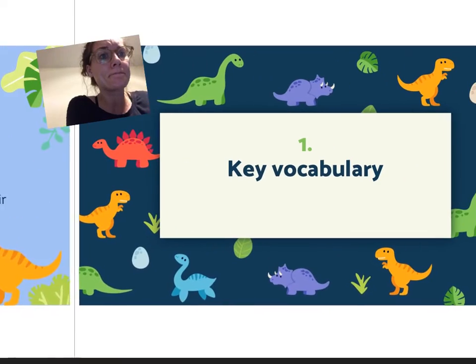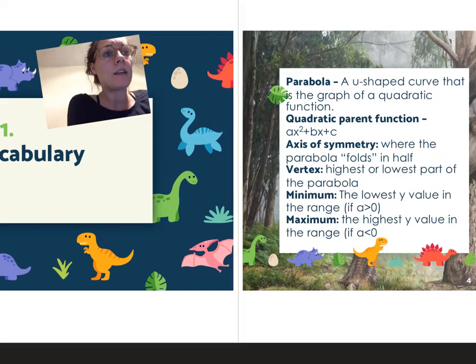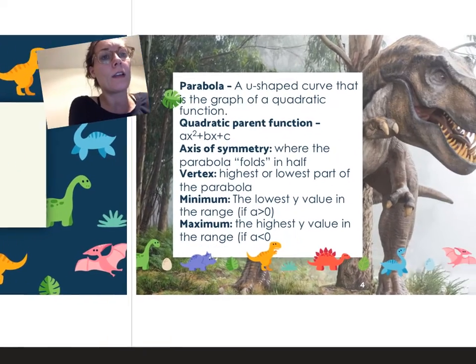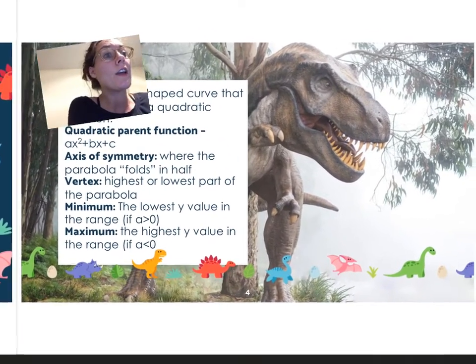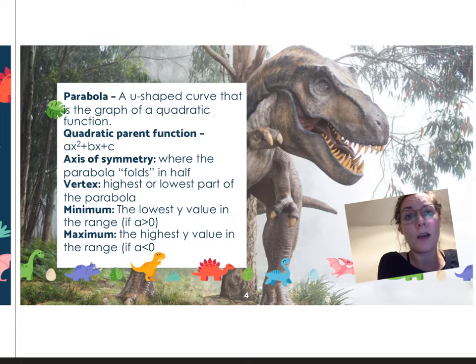So we've got some key vocabulary, and our key vocabulary are these right here. And y'all, I don't know what's going on with me. Quarantine's got me like, whoa.